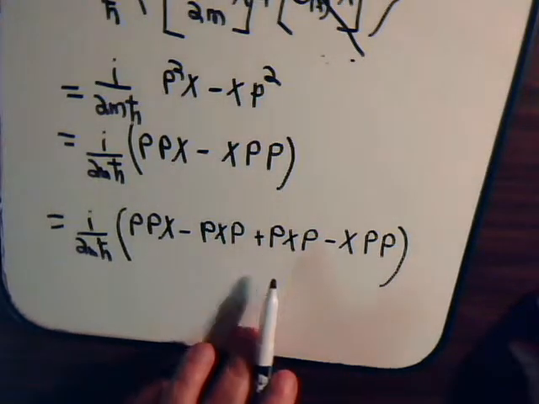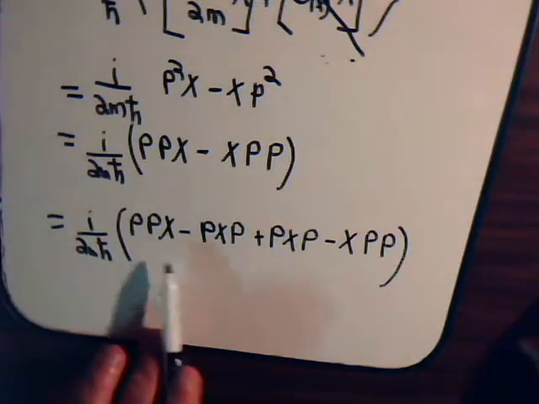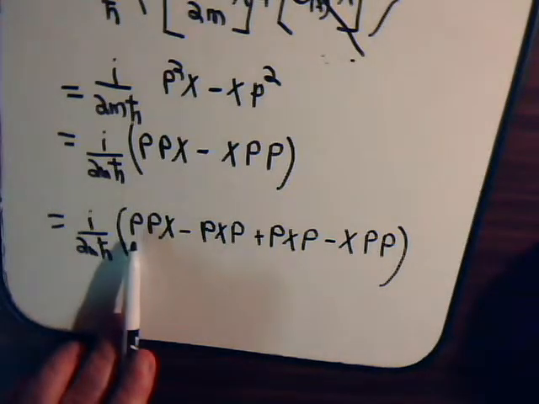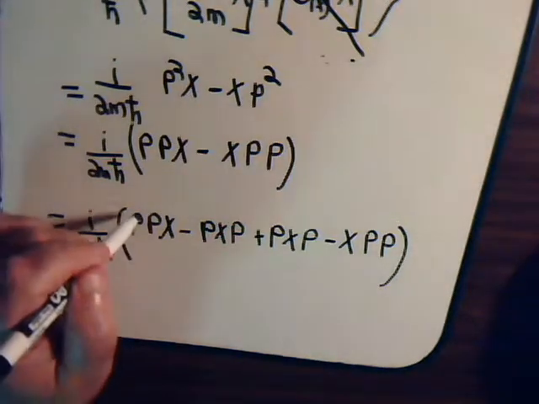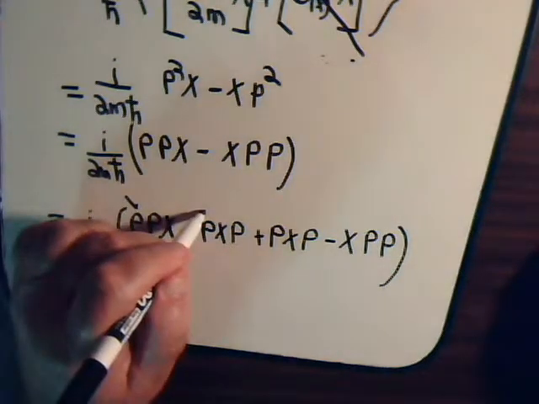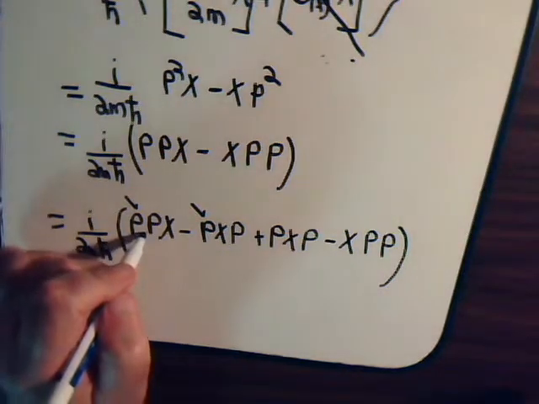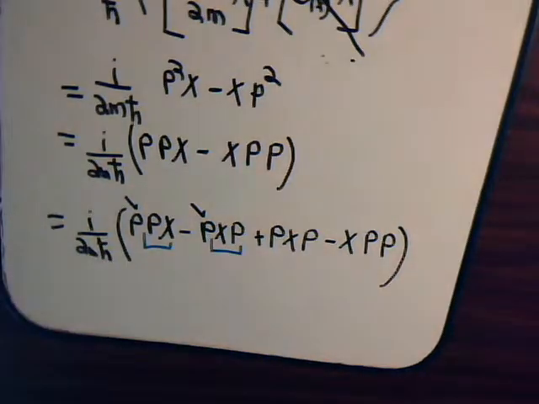So here we added and subtracted a quantity, so no net change. Now, for this part of the expression, here we have p p x minus p x p. What happens if we factor out this p? Then we need a colored pen here. Because now what we have then is px minus xp.